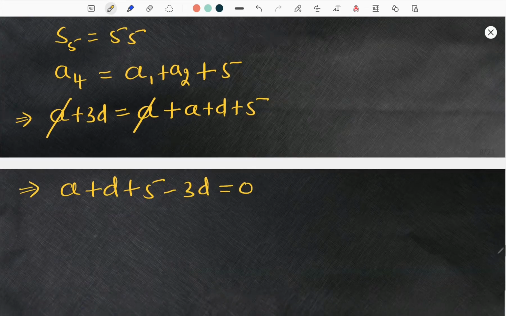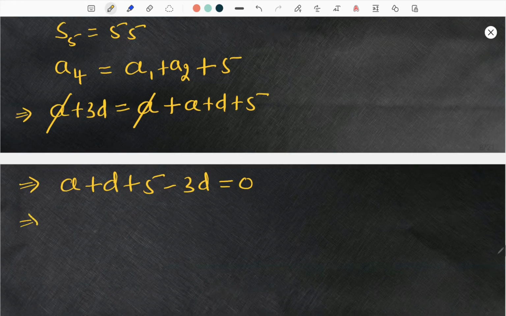I hope you are understanding the basic calculations. So 3d only I am taking that side. a plus d plus 5 is as usual. Then plus d minus 3d, don't you think it becomes minus 2d? d minus 3d, that is minus 2d. Correct? Then this 5 is there. Now let us send that side, it becomes minus 5. Let me call it equation number 1. This is the equation I have formed.